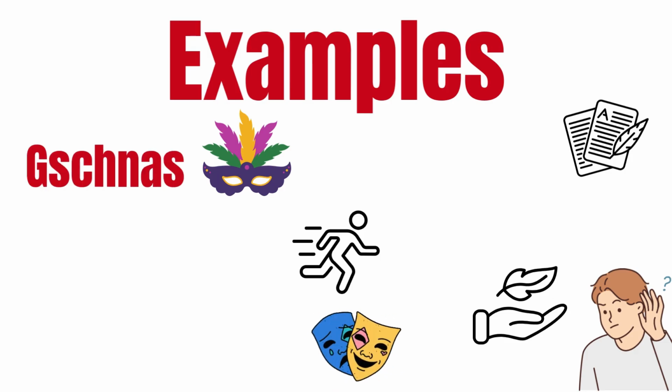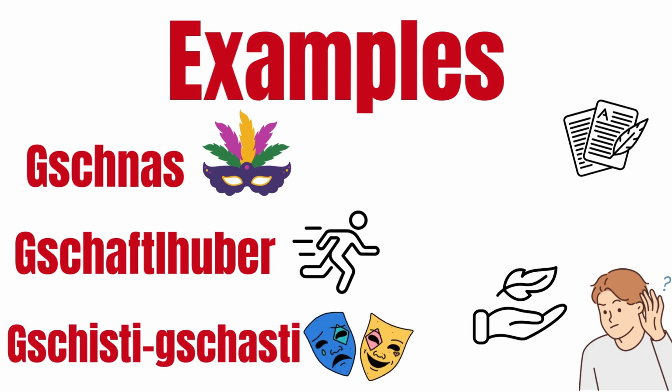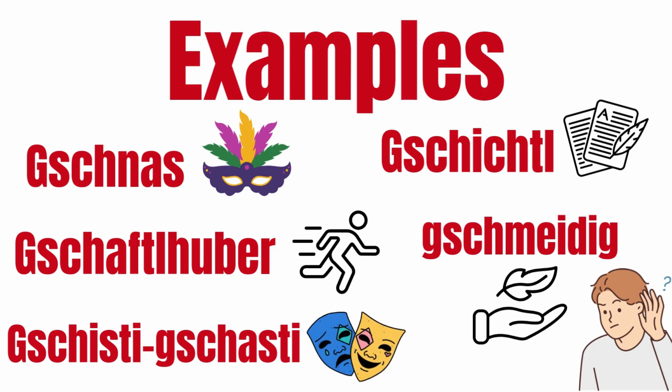Additional examples should help us to repeat the gsch sound. Gschnas, costume party. Gschnas. Gschaftelhuber is a busybody. Gschaftelhuber. Gschisti gschasti. That's unnecessary fuss. Gschisti gschasti. A Geschichtel is a short story or anecdote. Geschichtel. Geschmeidig is another word for smooth. Geschmeidig.